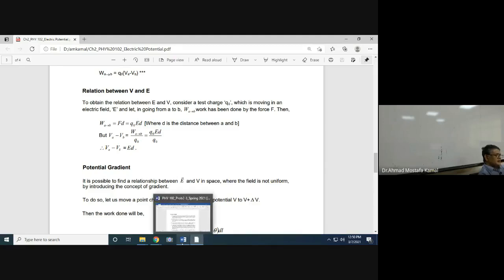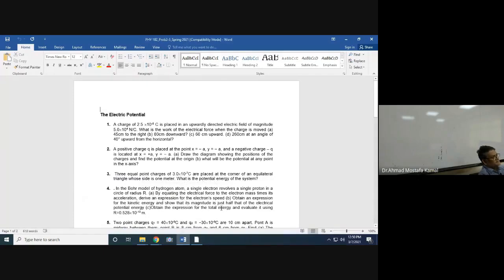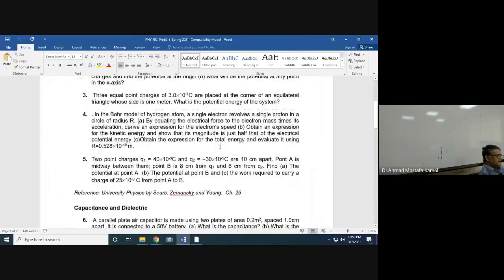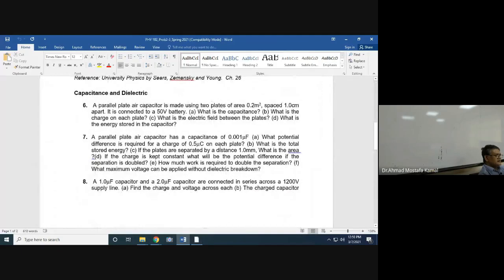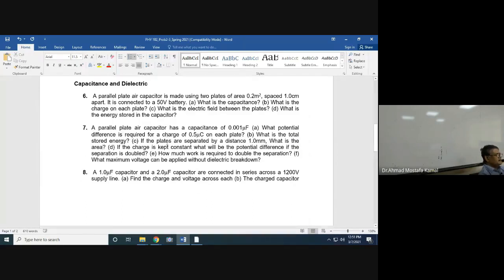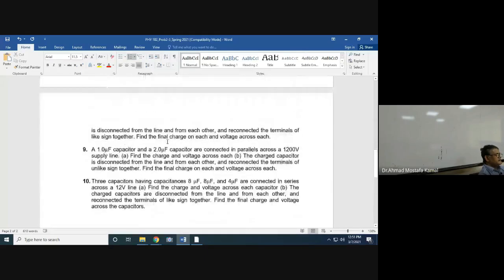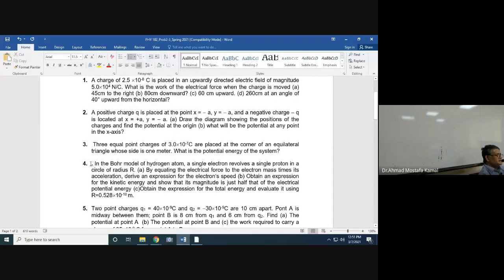Okay, so that is about the theoretical concept of our chapter, but I want to show you some numerical problems from this chapter, which is uploaded in the class. In that problem sheet, I also uploaded the problems of chapter 3, because you know that in our syllabus for the midterm exam, we have two chapters, chapter 2 and 3.